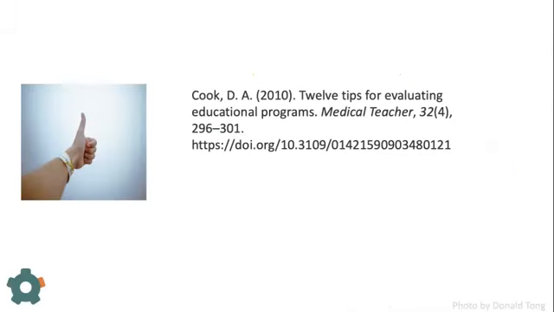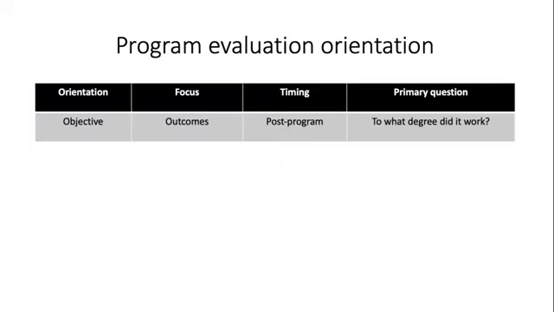There are lots of ways to look at and evaluate your program, but this 12 tips paper provides an overview of the orientation of program evaluation, what the focus of each orientation is, and the potential advantages of combining different orientations of program evaluation to provide triangulation and a deeper understanding of what happened in your program, how learning occurred, and why.